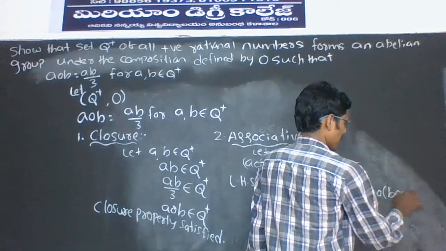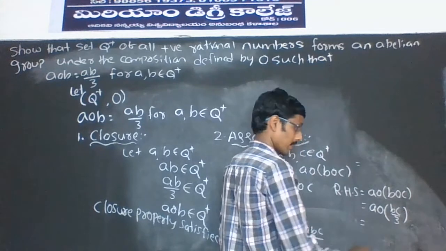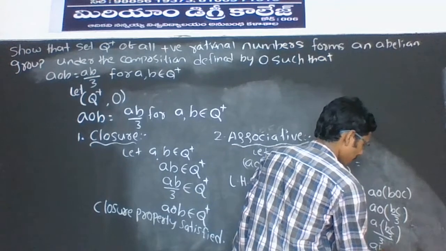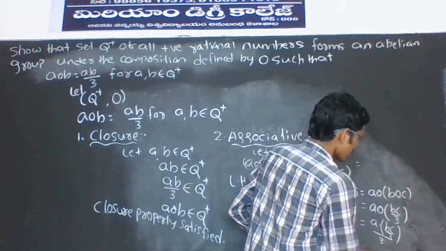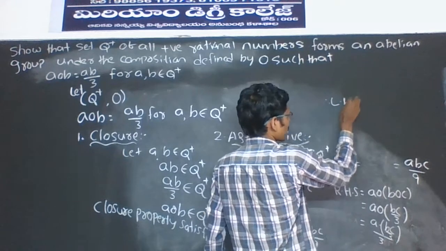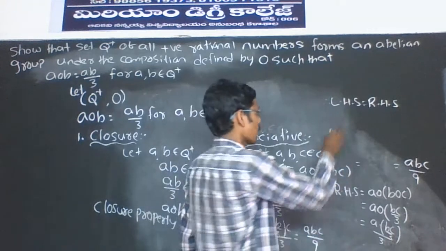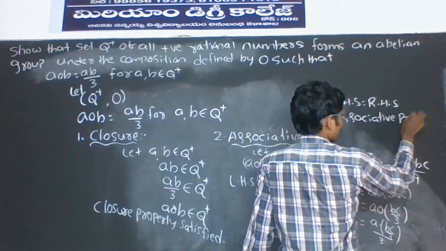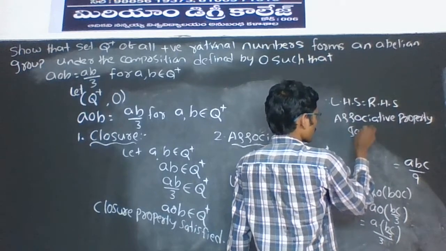RHS: A circle (B circle C). A circle BC by 3 can be written as A into BC by 3, by 3, therefore ABC by 9. Therefore LHS is equal to RHS. Associative property is satisfied. This is another method of proving the associative property.